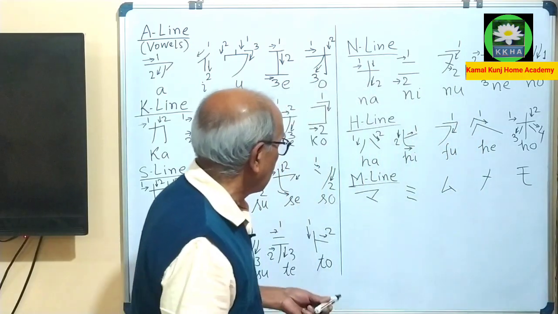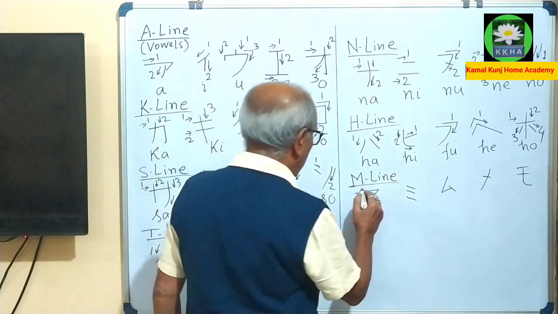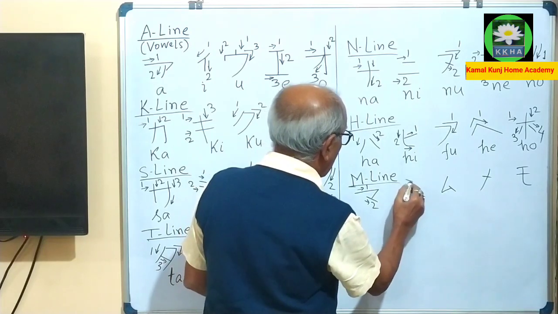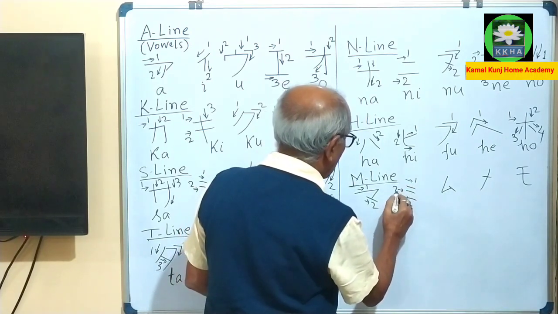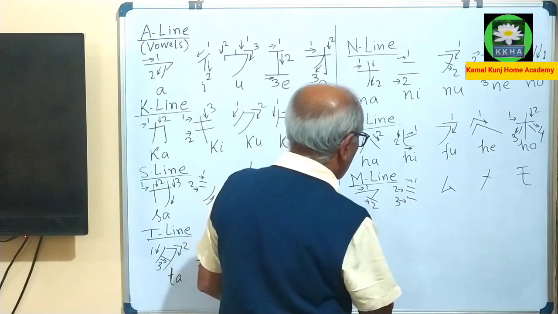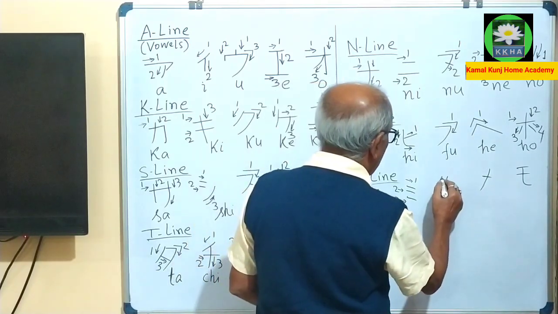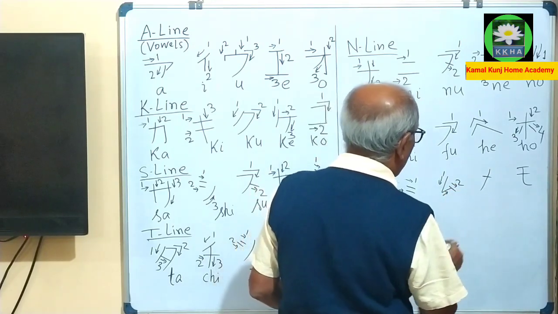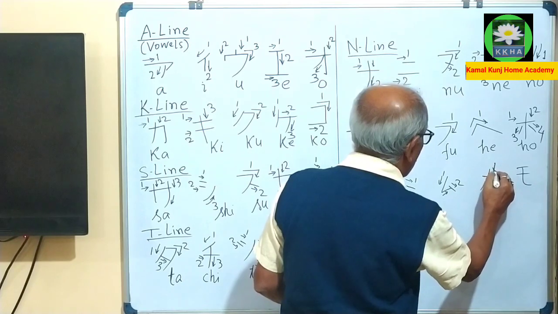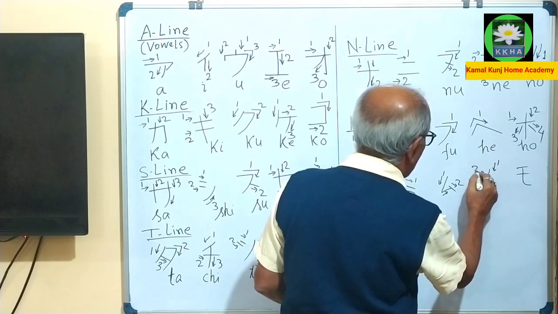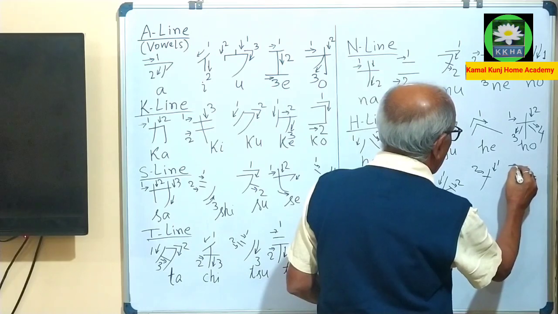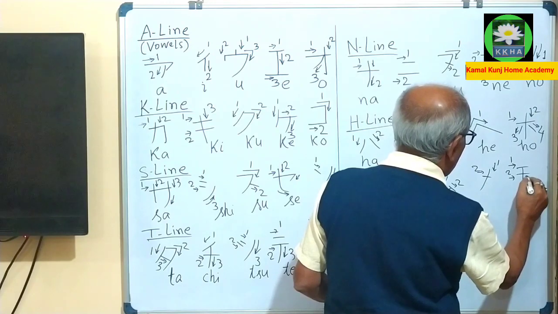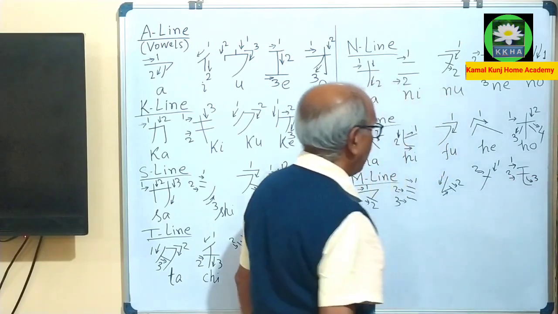These are M line katakana. Stroke order are stroke number 1, stroke number 2; stroke number 1, stroke number 2, stroke number 3. Here stroke number 1, stroke number 2; stroke number 1, stroke number 2. Here stroke number 1, stroke number 2, and stroke number 3.